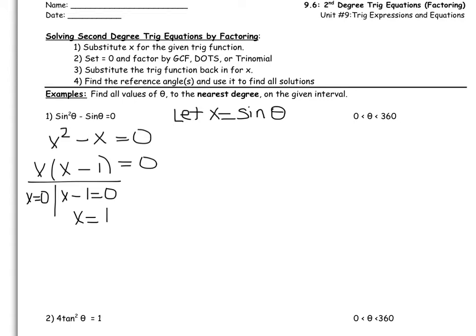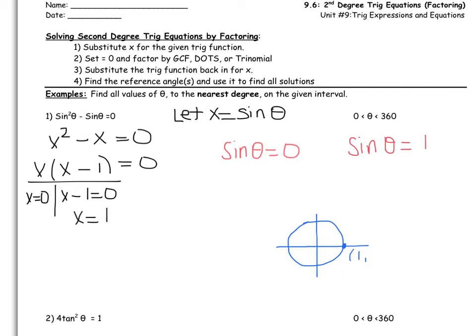Now that I have my two solutions, I'm going to do step 3, which says substitute the trig function back in for x. And I'm going to do this to the right just so that I have some space. So where it said x equals 0, I'm going to change that to say sine of theta equals 0. And where it says x equals 1, I'm going to change that to say sine of theta equals 1. Now, what did I say when we did first degree trig equations? If you get 0 or 1, you need to think the unit circle. So maybe it would be best if we drew one.